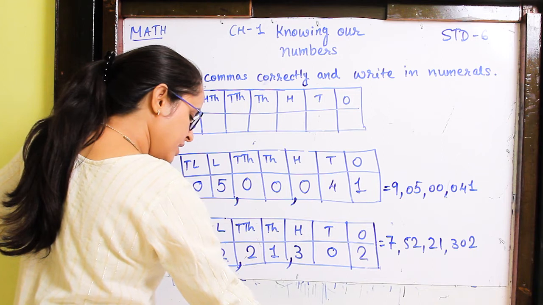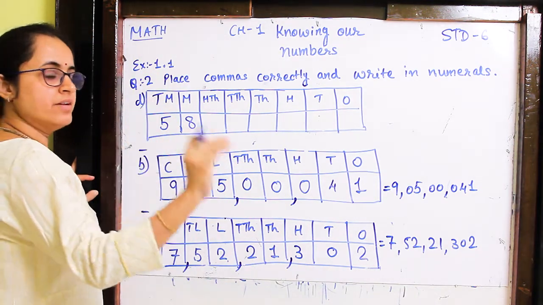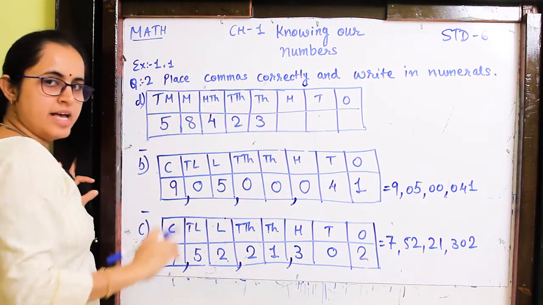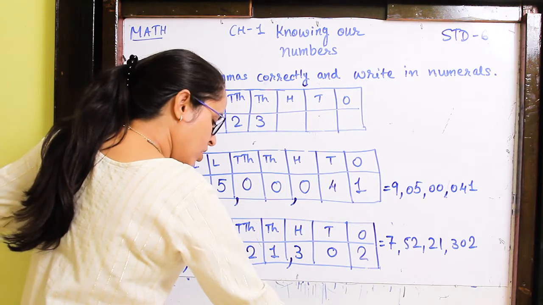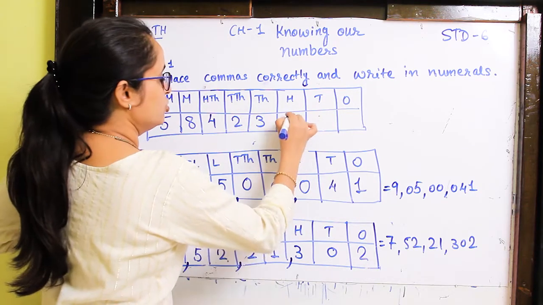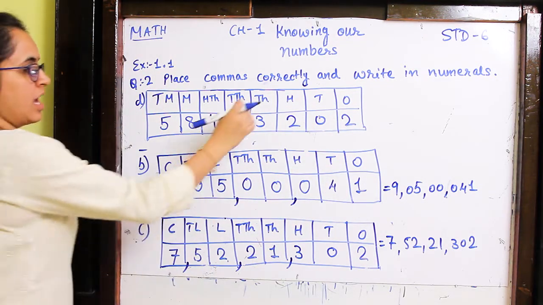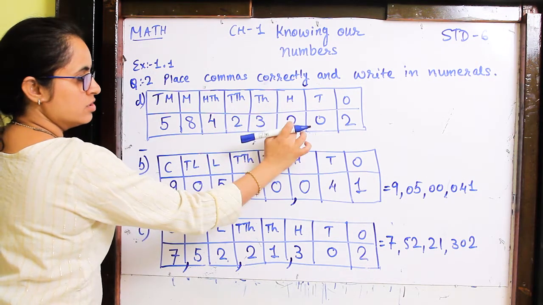I am writing in place value chart. After 10 million, it will be million. Then it will be 100,000. Then 10,000. Then 1,000. 100. Tens. Ones. This is international number system, my dear children.